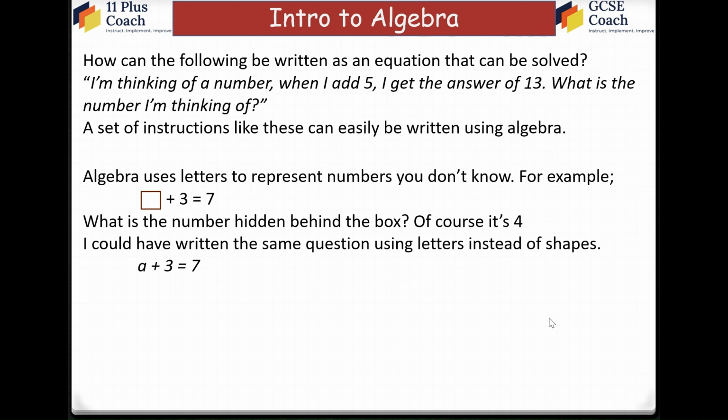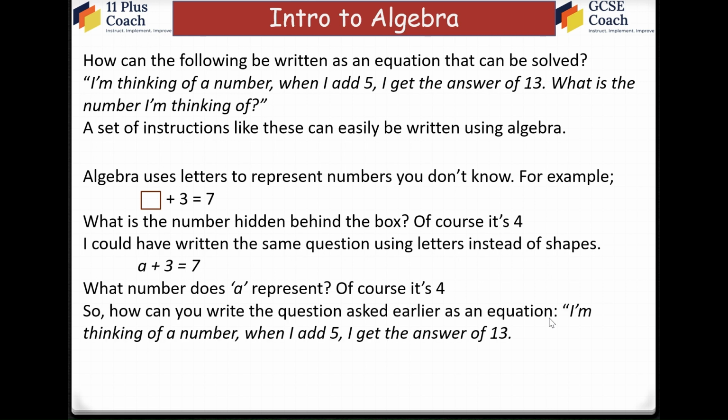So it's easier to write. You don't have to worry about the shape, and everyone can have the same letter if it's the same question that everyone's working on. What number does A represent? And of course, it's the same question, so the answer in this case is 4 as well. Later on, we're going to learn how to solve these equations, but for the time being, this is just an introduction to algebra. So algebra, to put it simply, uses letters instead of numbers that you don't know.